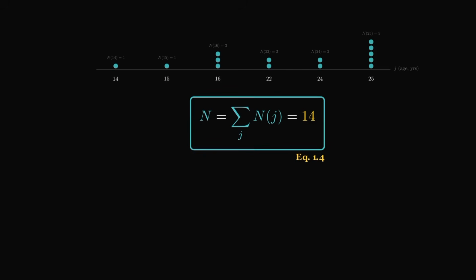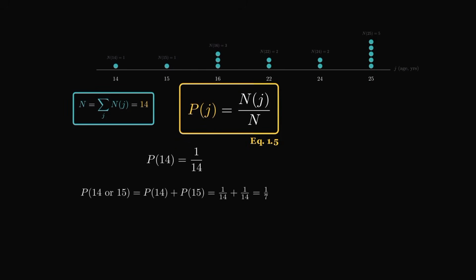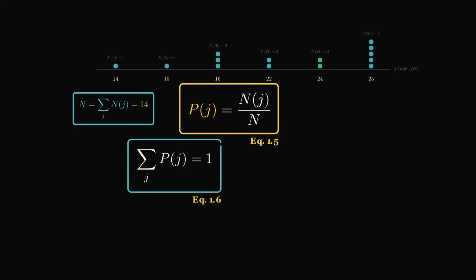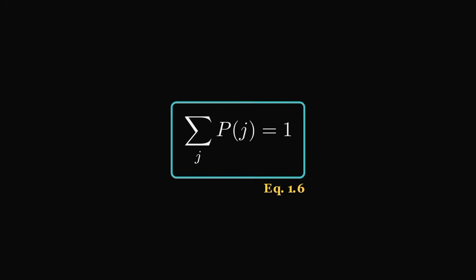Now the real question. What's the probability of randomly picking a person of age j? It's N(j) divided by N, the fraction of the room that age represents. The probability of picking someone who's 14 is 1 in 14. Add P(j) over every single age, everywhere this could possibly turn out, and you have to get exactly 1. You are certain to get some age. It sounds trivial, but it's the anchor that keeps everything else consistent.